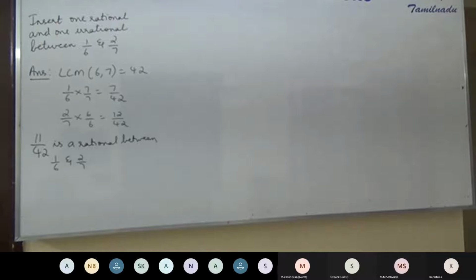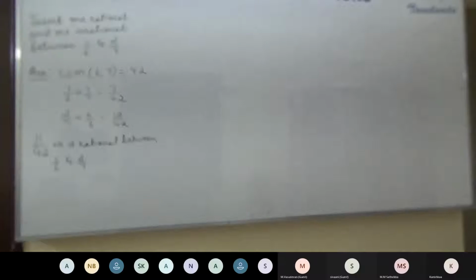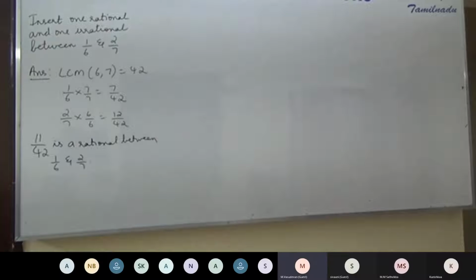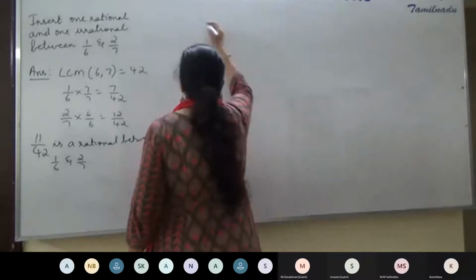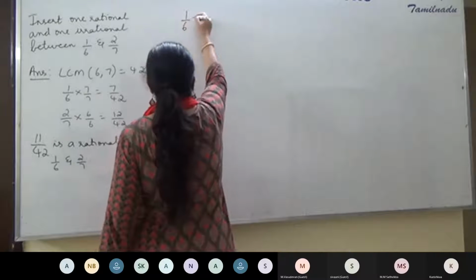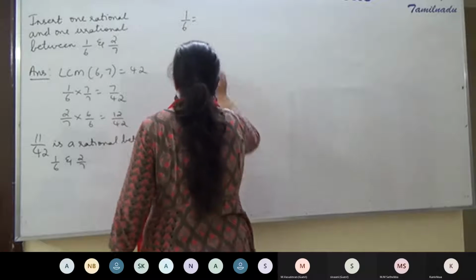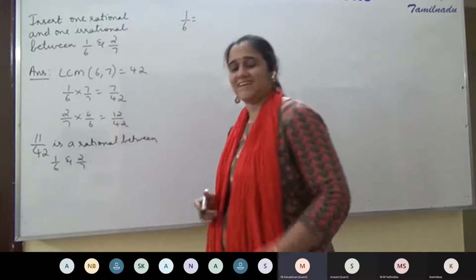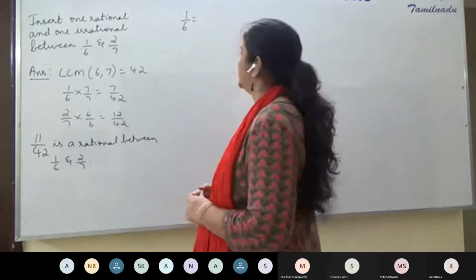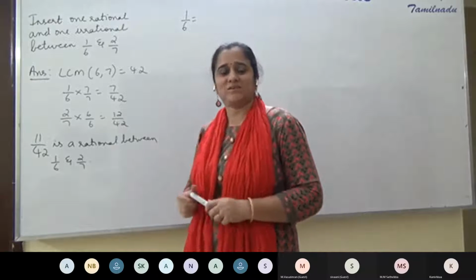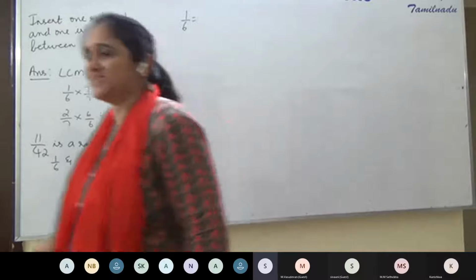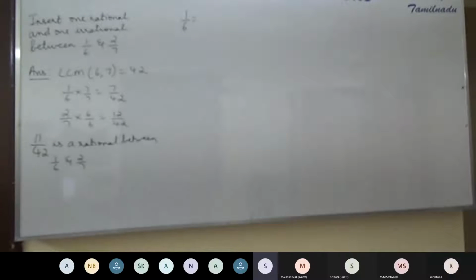Yes, found for 1 by 6. What is it? Please tell me. What is 1 by 6? The division goes on like 0.1666... Please tell me what you've got as the quotient. 0.16, which goes on.